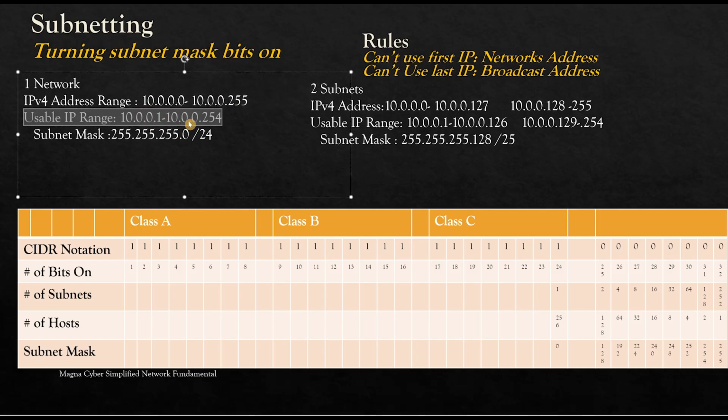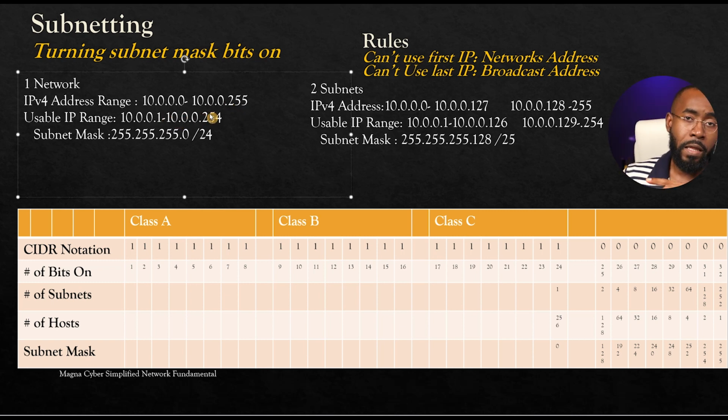Now, I cannot use the first, nor can I use the last. So the usable IP range for me will be 10.0.0.1 all the way to the one before the last, 10.0.0.254. Now understand that the requirement for me here is to break this network into 2 networks. If the total IP addresses that I have in one network is 256, then the total IP that I have in each one of the 2 networks when I break that big network into 2 smaller will be half. That will be 128. And one of the things that I will need to achieve that is to turn one more bit on in my subnet mask.